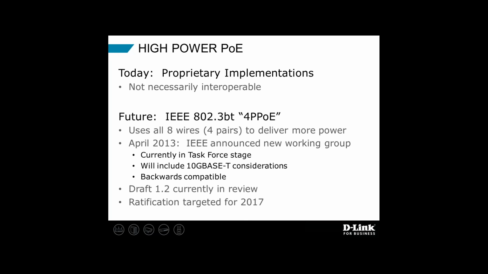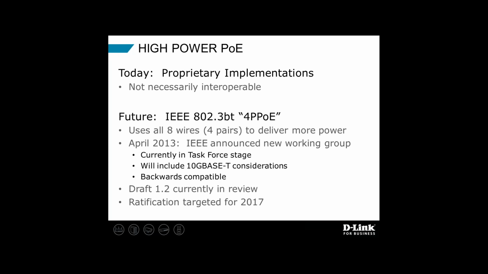So the IEEE has stepped in, and as we speak, the IEEE is working on a new standard. They actually formed this new working group back in April of 2013. They're in the task force stage. I believe one of the original objectives that I saw was to be able to deliver at least 49 watts out to a PD, but as I'll show on the upcoming slides here, it looks like they'll be able to do even better than that.